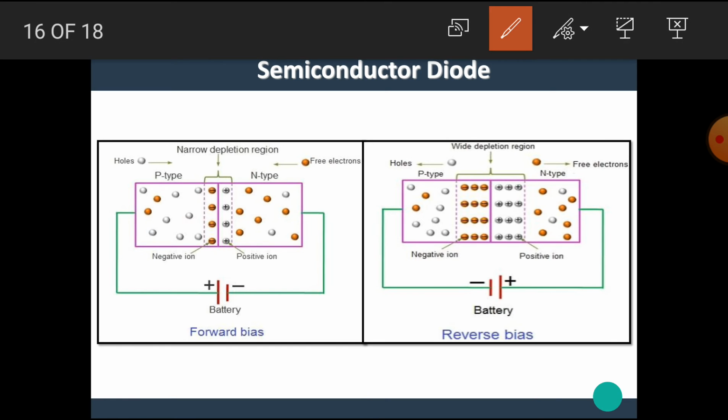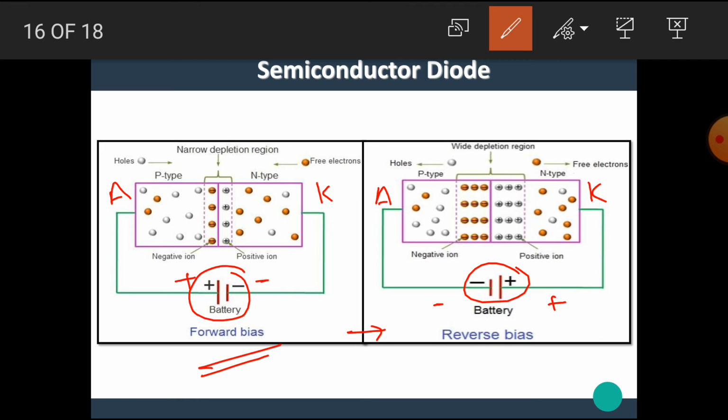What happens in the forward bias mode? In forward bias mode, p-type semiconductor or the anode is connected to the positive terminal of the battery, and n-type semiconductor or cathode is connected to the negative terminal of the battery. In reverse bias mode, the opposite connections are made. That means p-type, that is the anode, is connected to the negative terminal of the battery and cathode is connected to the positive terminal of the battery.